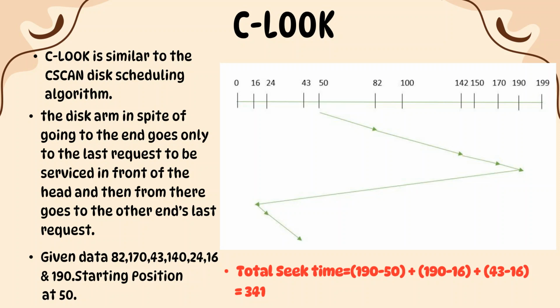Here also we take the same requests. The read and write head position is 50. The disk arm moves from 50 towards the larger value, up to 190. Once it reaches the last request at one end, it travels towards the other direction, to the other end, which is 16. After reaching 16, it moves in increasing order. Finally, we calculate the total seek time: 190 minus 50, 190 minus 16, 43 minus 16. So the final seek time is 341.